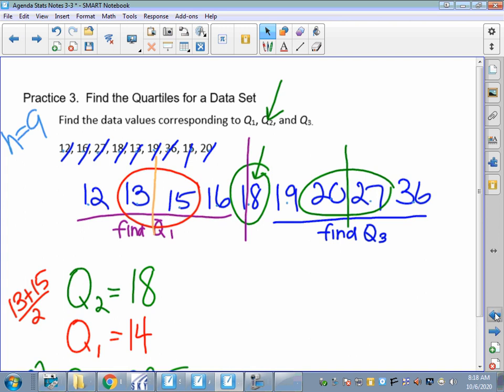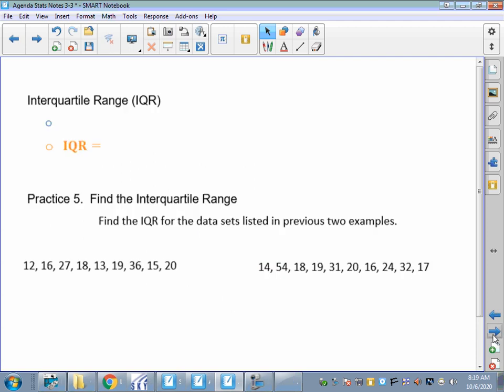Otherwise, pretty easy. So building on that, we need to talk about the interquartile range, or the IQR. It is actually the difference between the first and the third quartiles. So that means it is Q3 minus Q1.